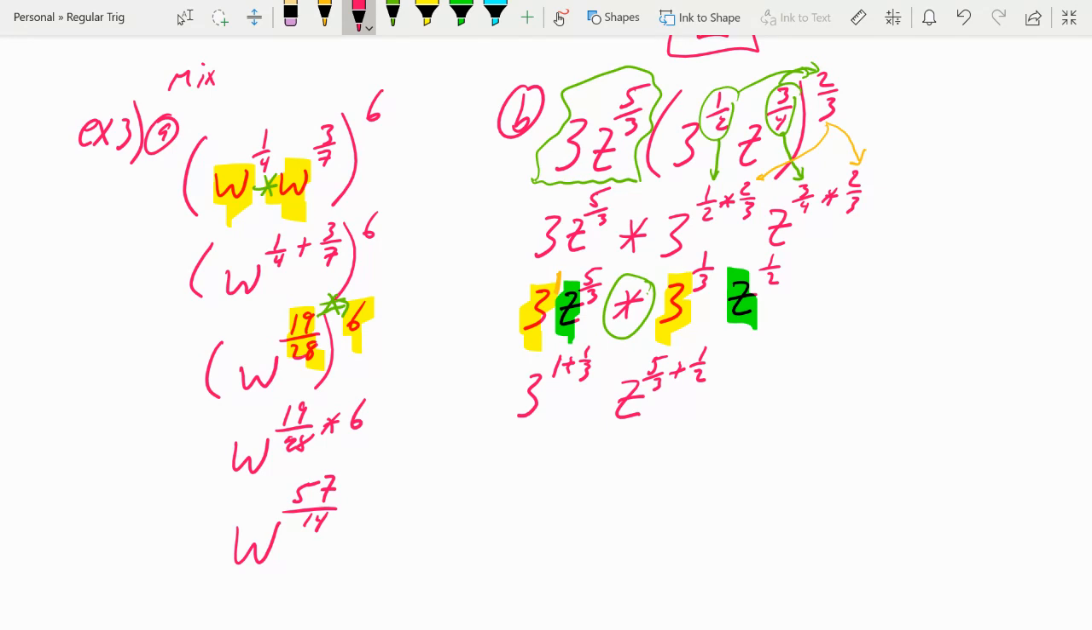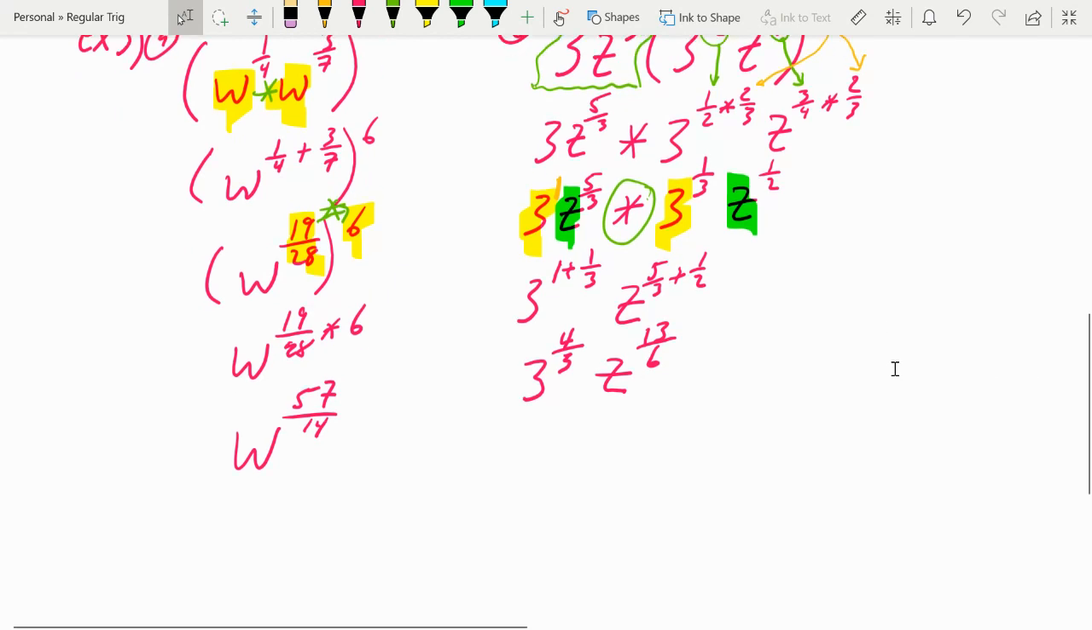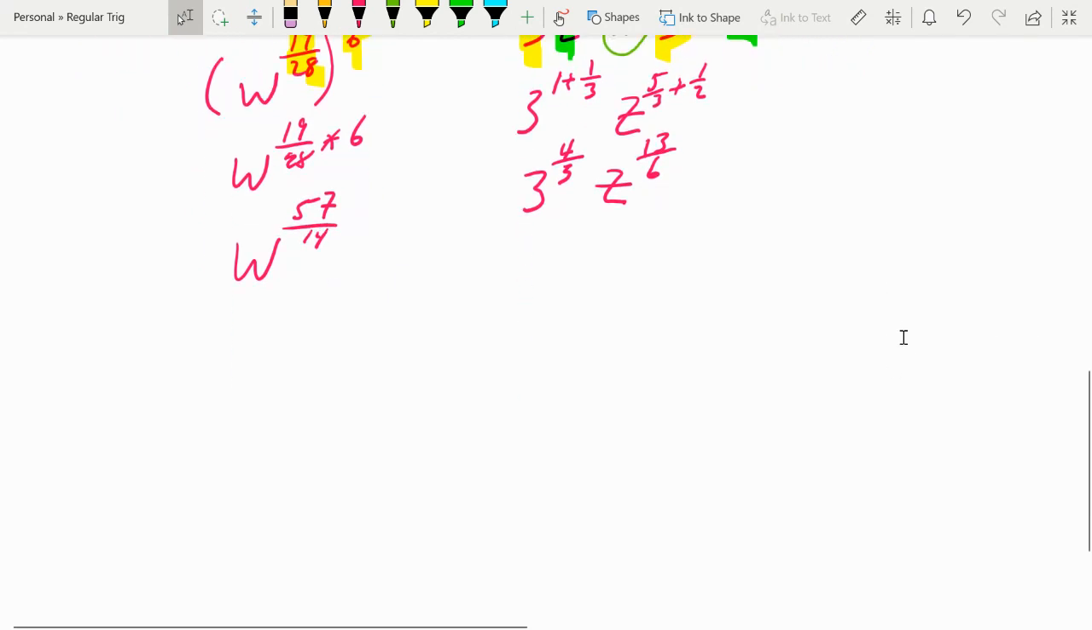And again, just grab your calculators. So 1 plus 1/3 gives me 4/3. And then I have 5/3 plus 1/2 gives me 13/6. Right? So I'm hoping at some point you guys pause and try to do the next step yourself. And if you get stuck, you can always come back to the video.